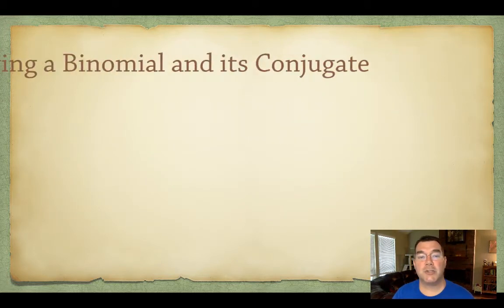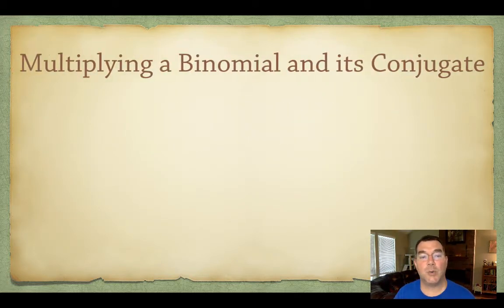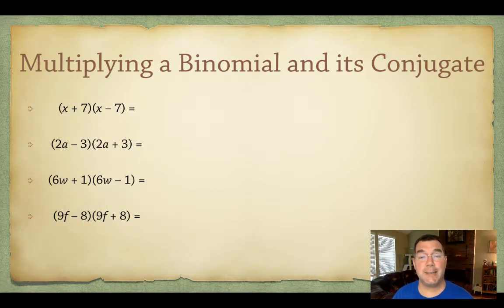There's only one other special product that we need to know about, and that is what would happen if we multiplied a binomial by its conjugate. Now, the conjugate means it's the same two terms, but instead of a plus, there's a minus, or instead of a minus, there's a plus. So here's some examples of that.